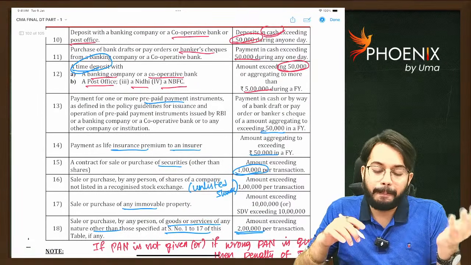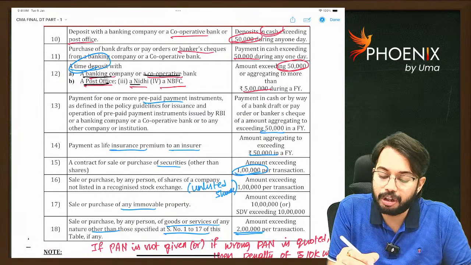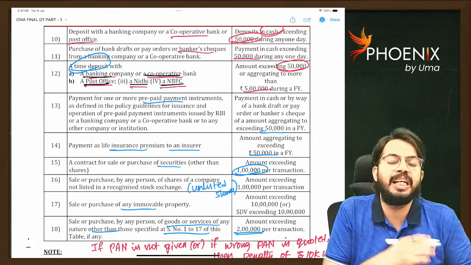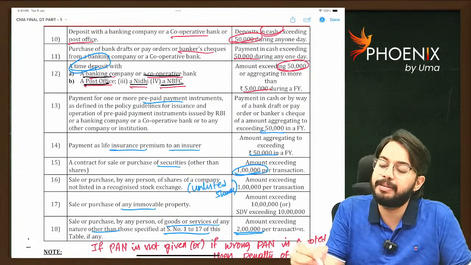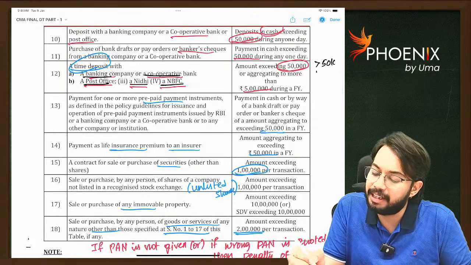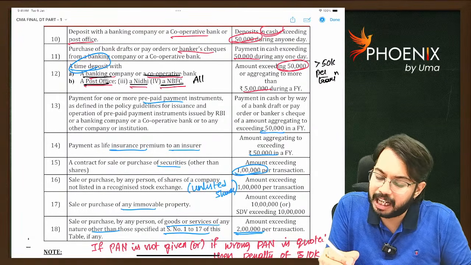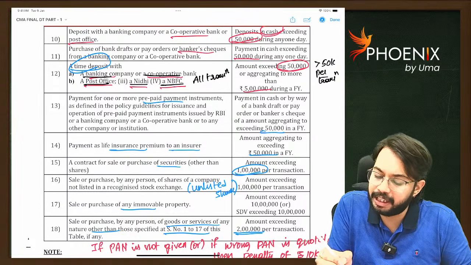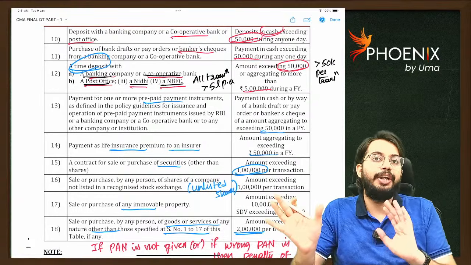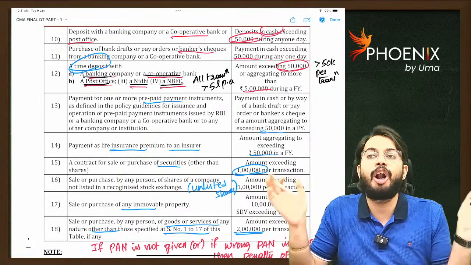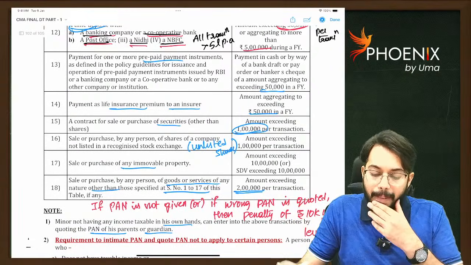If you want to open a time deposit with a banking company, cooperative bank, post office, Nidhi company or NBFC (Nidhi company is also a kind of NBFC only), then if the amount of deposit is more than 50,000 per transaction, or for all transactions the amount of deposit is greater than 5 lakhs per annum, any one of these conditions, then you are required to give your PAN number.